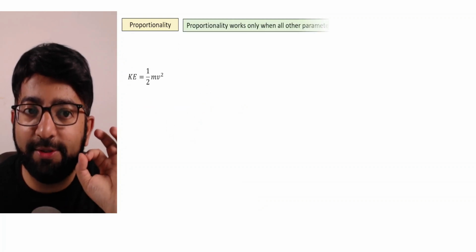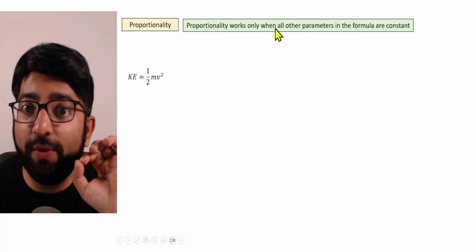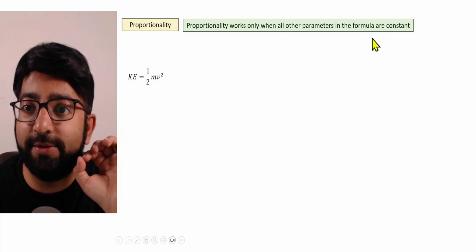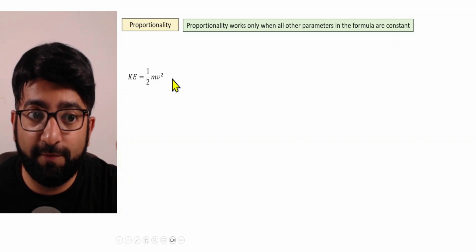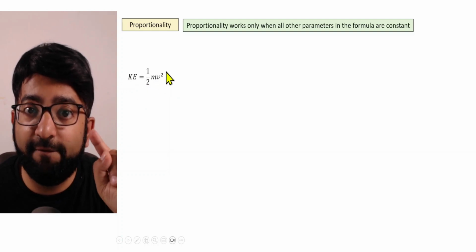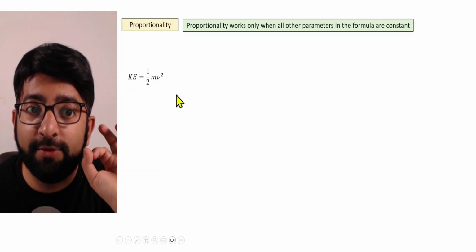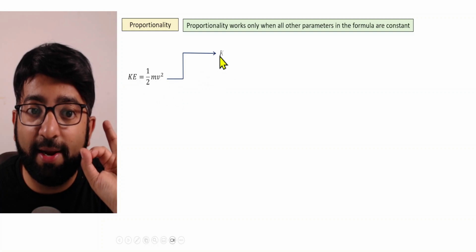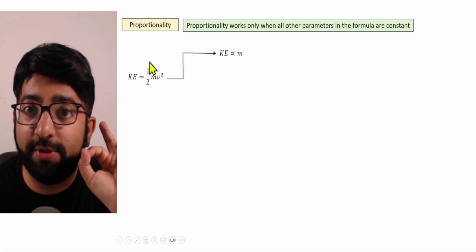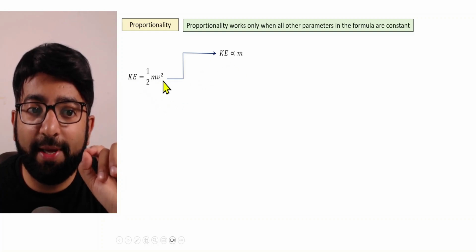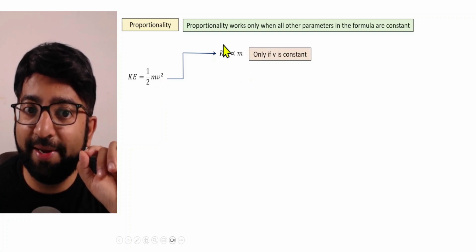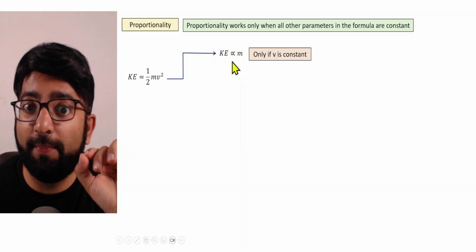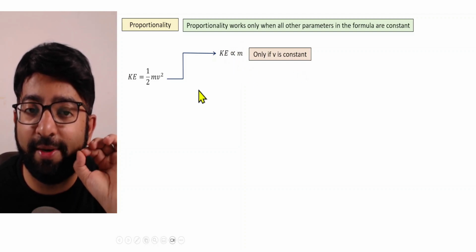The concept is proportionality works only when all the other parameters in the formula are constant. In this case, there are three parameters. Kinetic energy is the first parameter, m is the second, v is the third. We can say kinetic energy and mass are directly proportional if the other parameter in the expression, which is v, is a constant. So kinetic energy and mass are directly proportional only if v is constant.